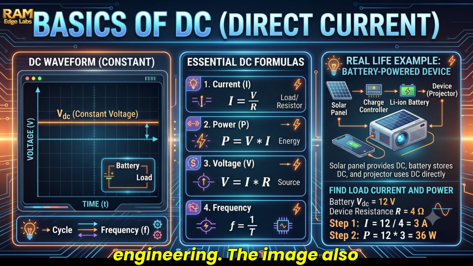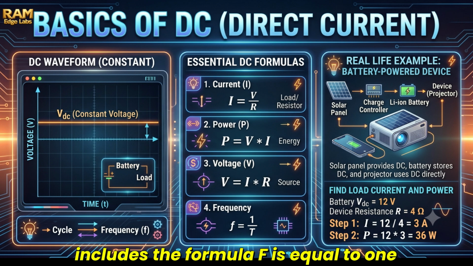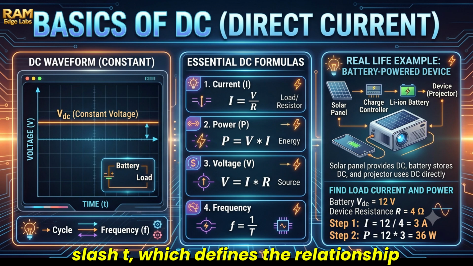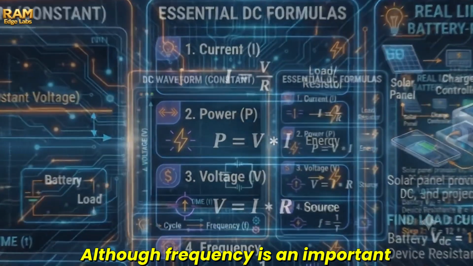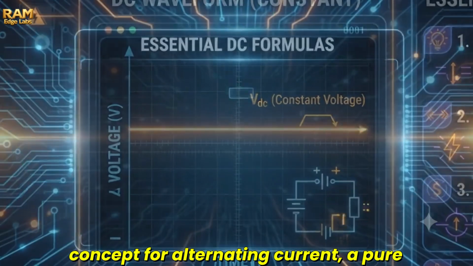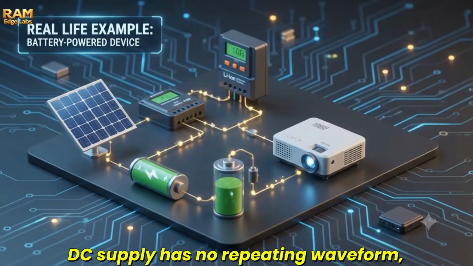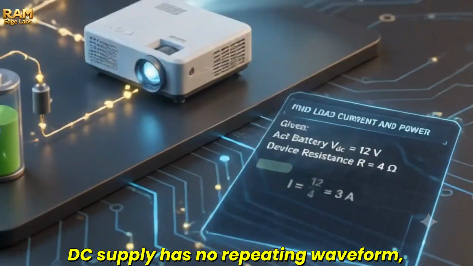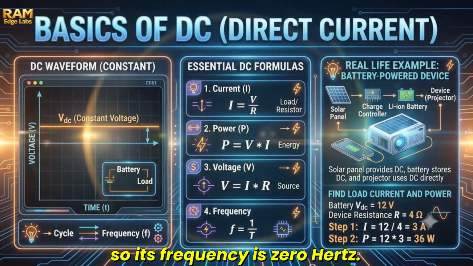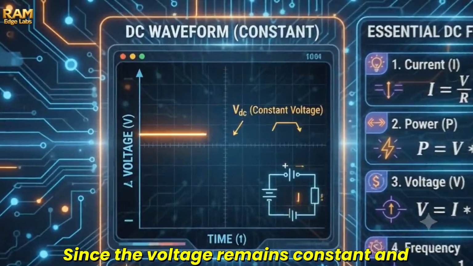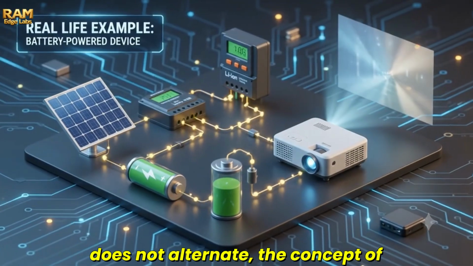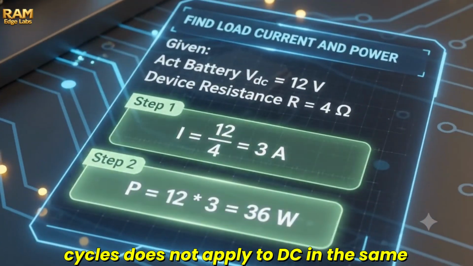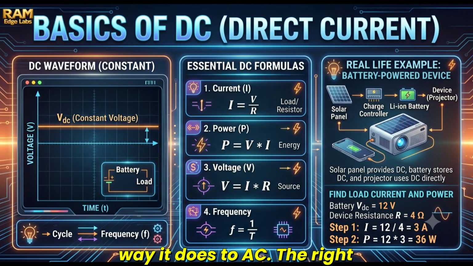The image also includes the formula F equals 1 over T, which defines the relationship between frequency and time period. Although frequency is an important concept for alternating current, a pure DC supply has no repeating waveform, so its frequency is 0 Hz. Since the voltage remains constant and does not alternate, the concept of cycles does not apply to DC in the same way it does to AC.